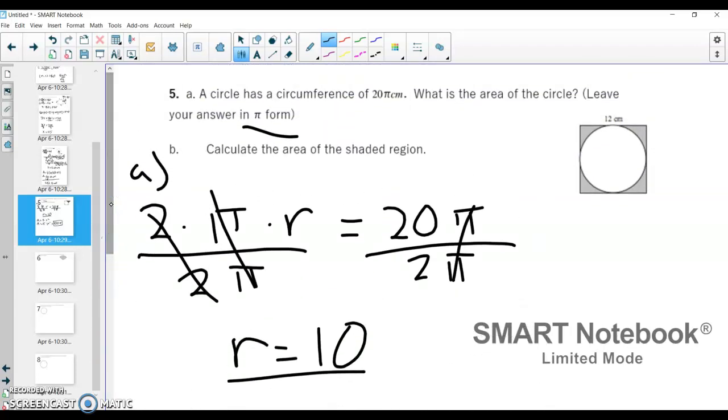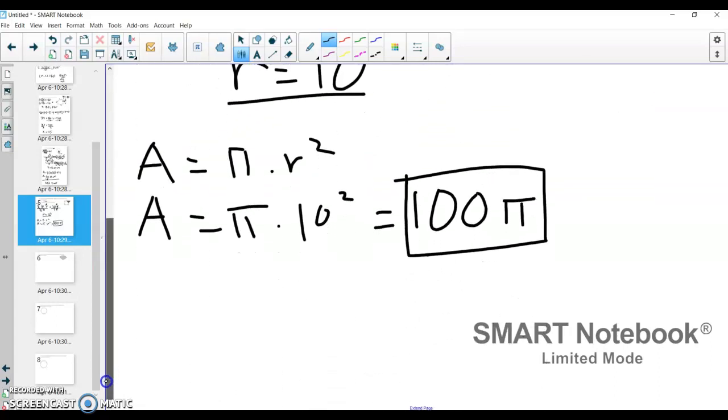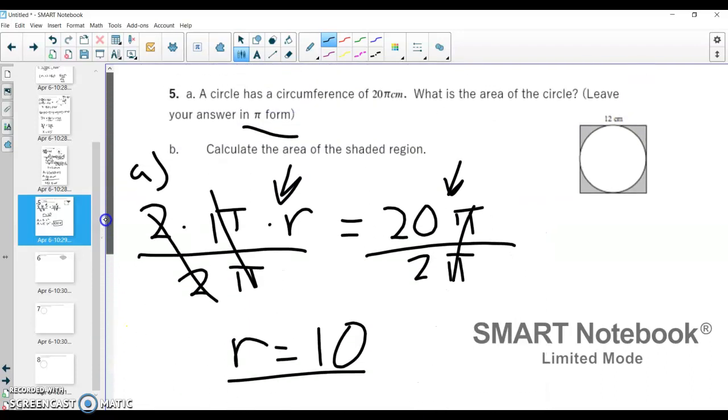We had to find the radius. Again, this was the circumference equation set equal to the circumference they gave us, solved it for the radius, which was 10, and then used the area equation here to find out what the area of that circle was. All right, now we'll move to part B. Part B actually does use this picture here, and it says just to find the area of this shaded region.